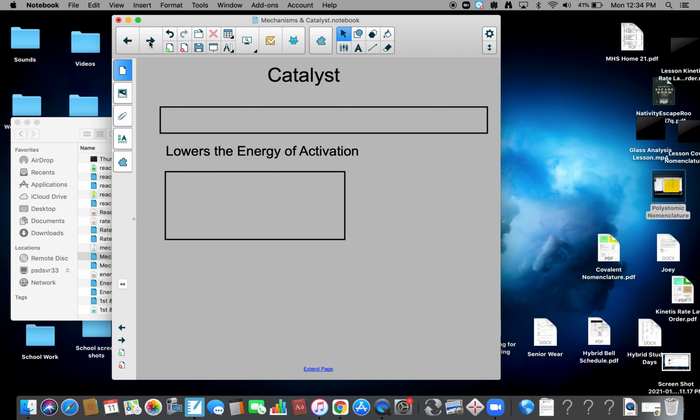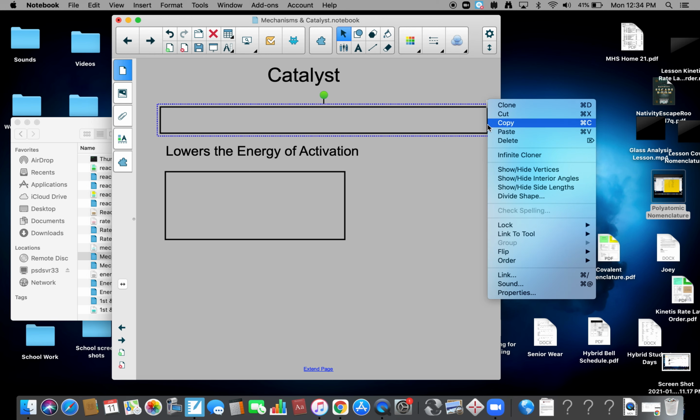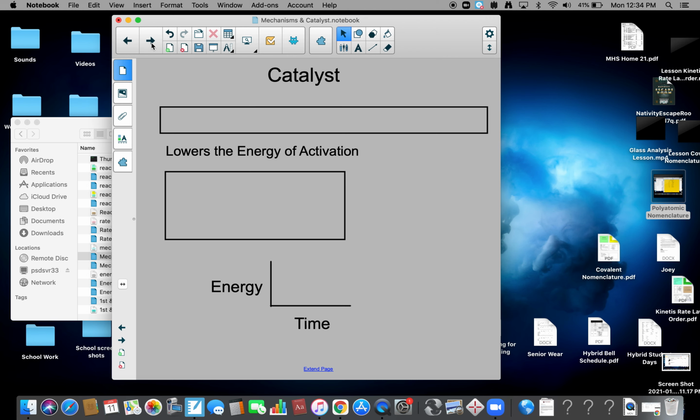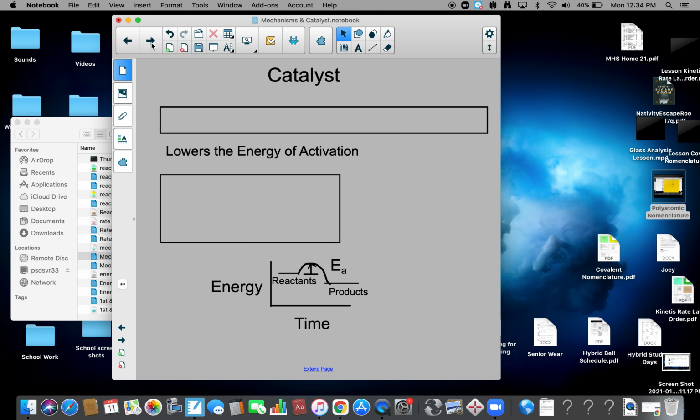What exactly is a catalyst? A catalyst is defined as a substance that increases the rate of reaction without being consumed. So how does it happen? Let's say I have a reaction where I have energy versus time. We have our reactants and our products. And our reactants are usually at a slightly higher energy state than our products due to entropy. Remember, we talked about entropy as a measure of disorder in a system. For the reaction to proceed, we usually have to overcome a specific amount of energy. We refer to that as the E sub A, or the activation energy, defined as the energy needed for a reaction to proceed.